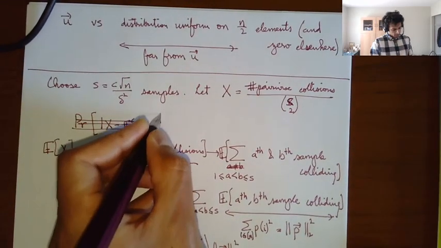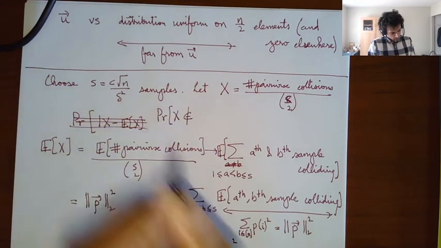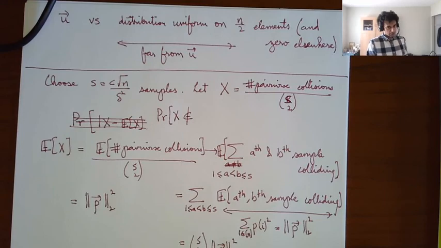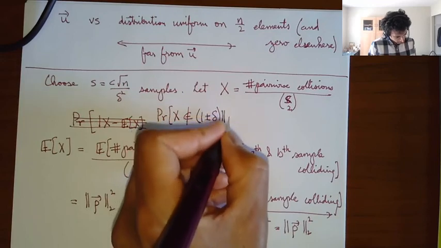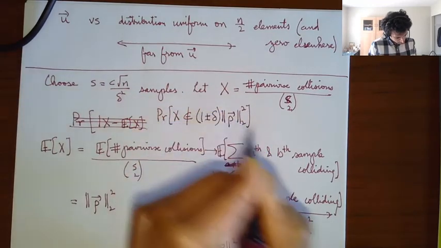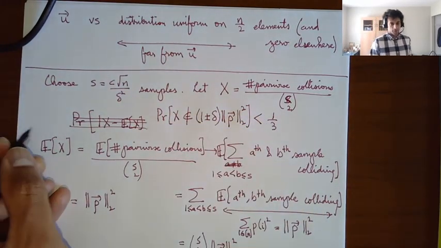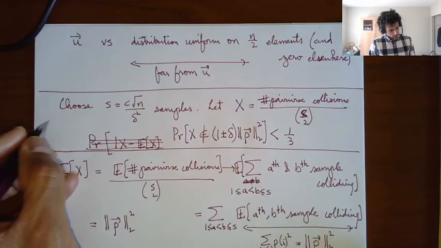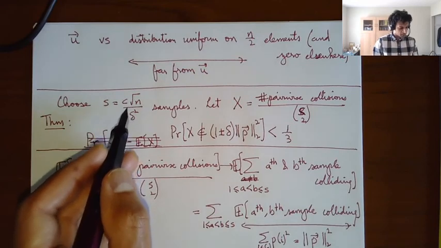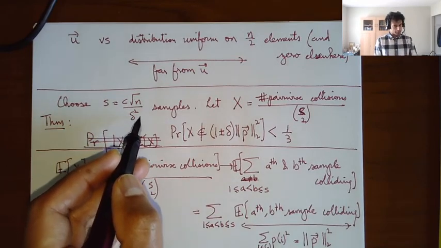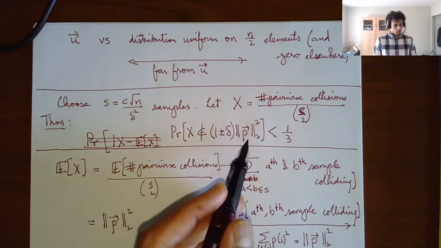And so now I can say that the probability that X does not lie in 1 plus or minus delta of the 2 norm squared is at most 1/3. And so this is now going to be the main theorem. If I choose S to be C root n over delta squared samples, then I get a 1 plus or minus delta estimate of the 2 norm, with high probability.